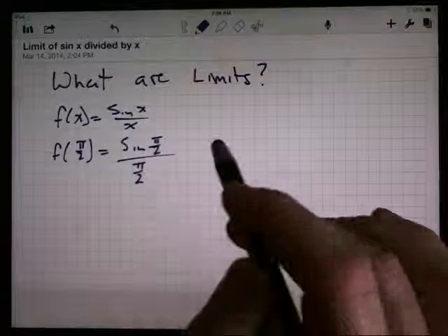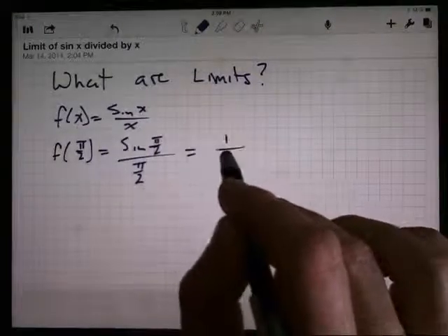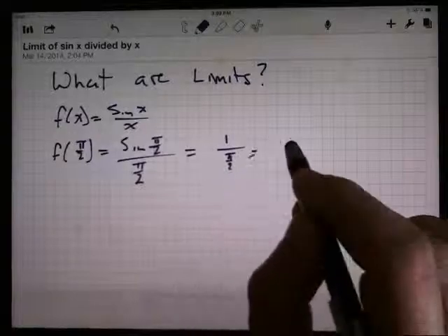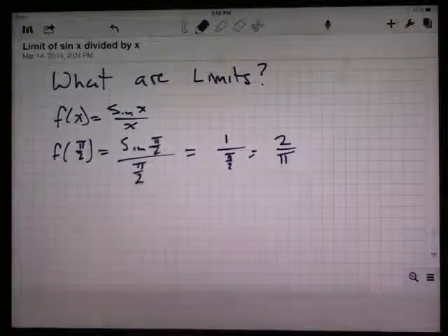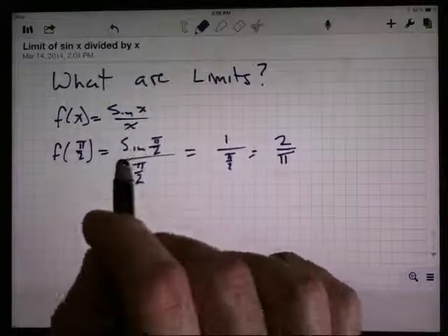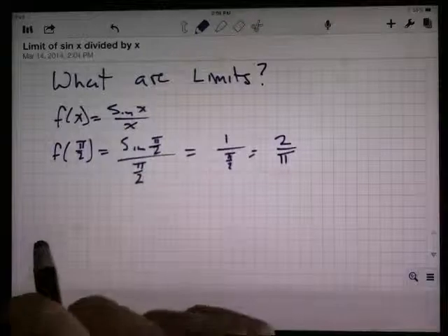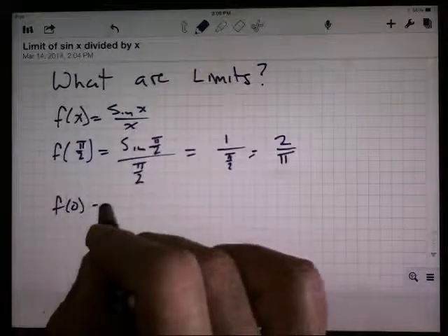So anyway, I can evaluate this function. What's the sine of pi over 2? Well, that's 1, and then I'm dividing by pi over 2. So 1 divided by pi over 2 is 2 over pi, and there we go. I've evaluated that function. Well, I can evaluate that function at any value of x except, what's f of 0?